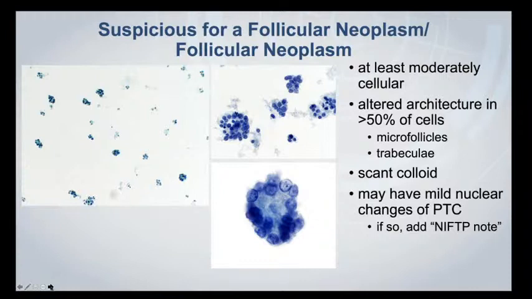And then we covered the suspicious for follicular neoplasm or follicular neoplasm category. I reminded you that these are synonyms, and the laboratory is encouraged to choose the term which they prefer and use it exclusively for that category in their laboratory. This is defined as at least a moderately cellular sample in which most of the follicular cells show an altered architecture, typically described as microfollicular or trabecular, as shown in these images.